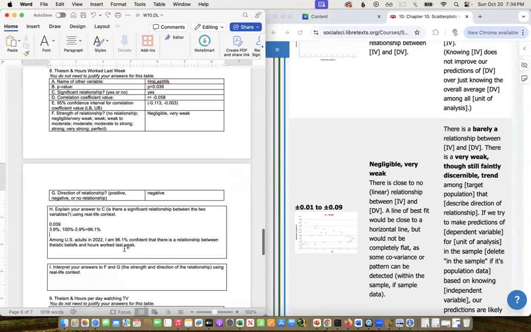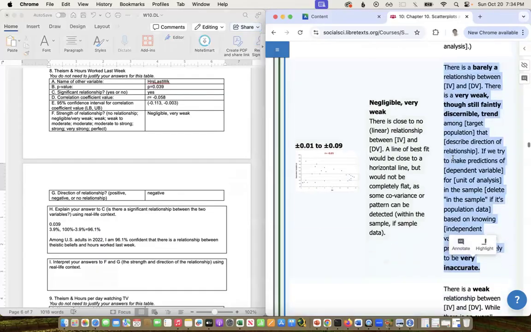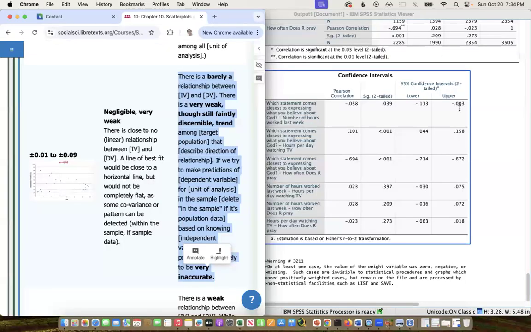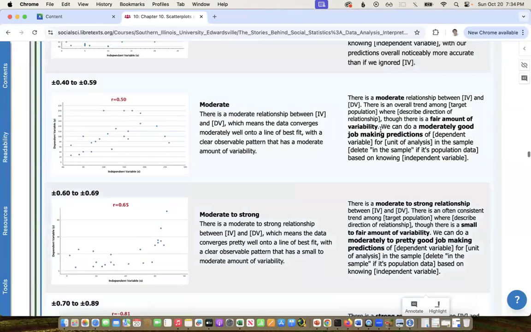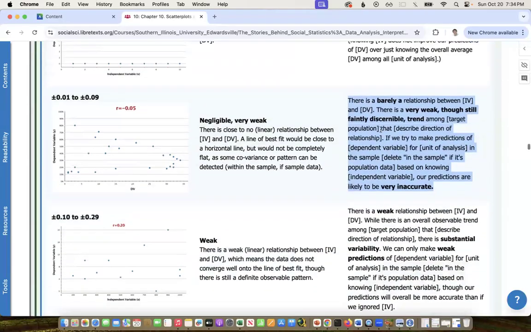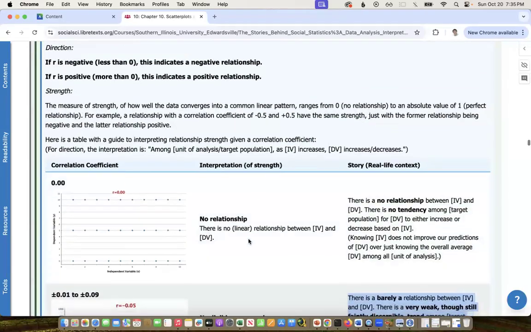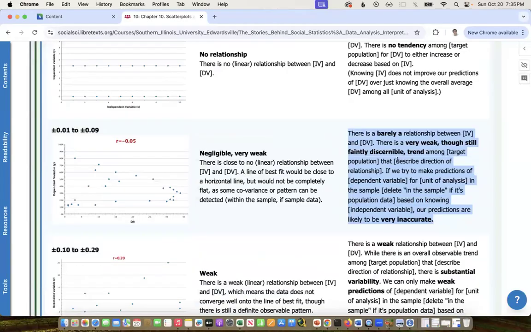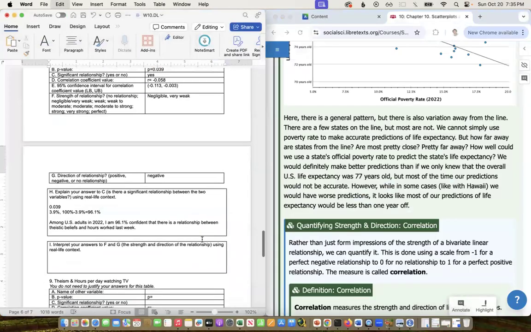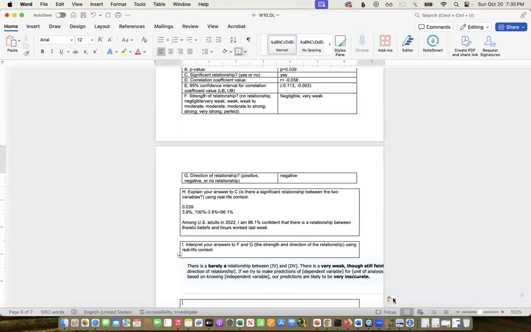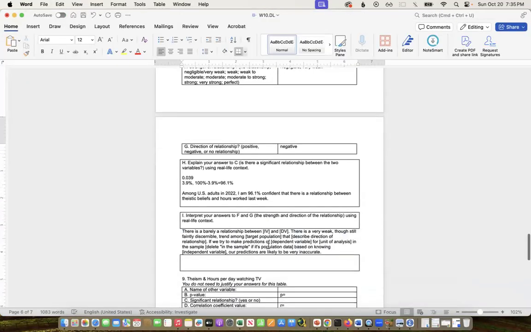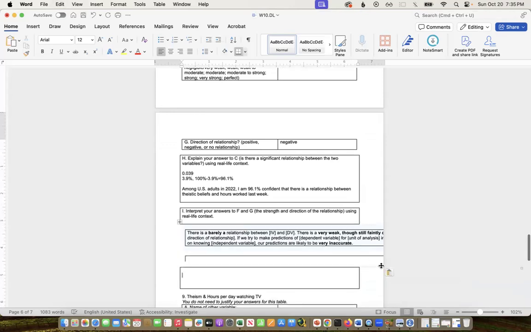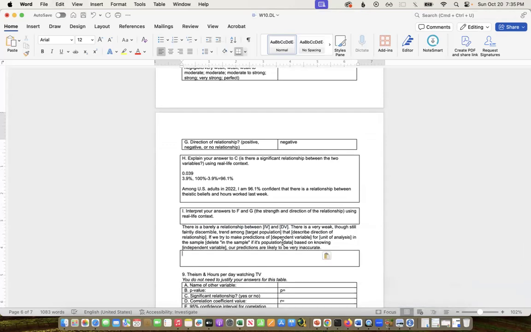Okay. And then strength and direction. So for this, I'm going to take this. If I'm looking at this chart, then this is how to interpret the strength. This is the story that includes strength and direction. This is the real life context. So I'm basically going to take this template and fill in the blanks. So there is, didn't love what that did there.